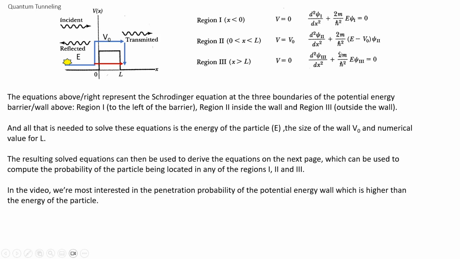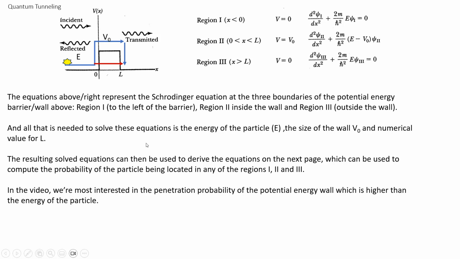Okay, so these equations represent Schrodinger's equations at the three boundaries. This is region 1, the incident wave or incident particle. This is region 2 inside this box, and region 3 is over here. All that is needed to solve these equations is the energy of the particle, E, the size of this energy barrier, V sub 0, and a numerical value for L, the length of this barrier.